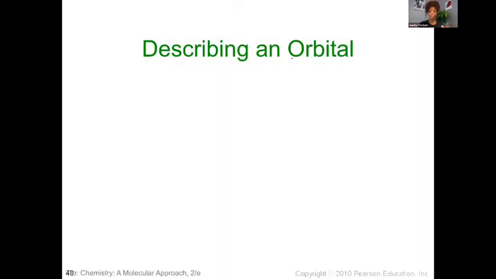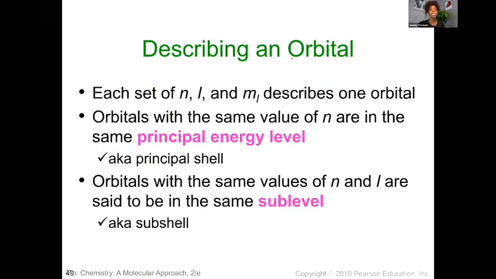So now when we put all this together, our N value, our L value, our ML value, this is what's needed to really describe an orbital. Where is it located and what kind of orbital are we dealing with? So each set of N, L, and ML value describes one orbital. And we're going to learn in chapter 8 one other quantum number that we're going to add that's going to talk about the position of the electrons within the orbitals. So orbitals that have the same N value are on the same principal energy level. They're on the same street. Orbitals with the same N and L value are considered to create what's called a sublevel or a subshell within that energy level.